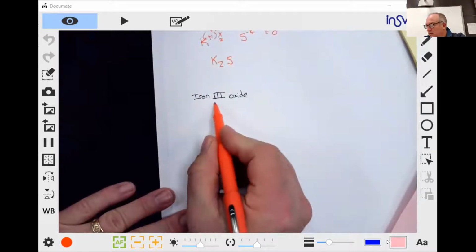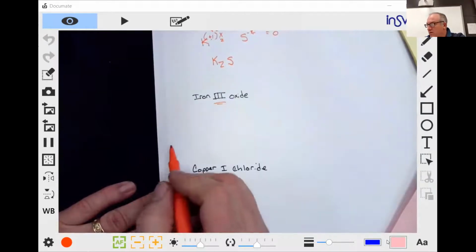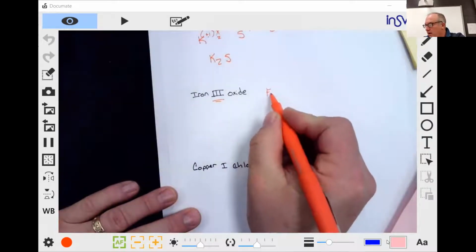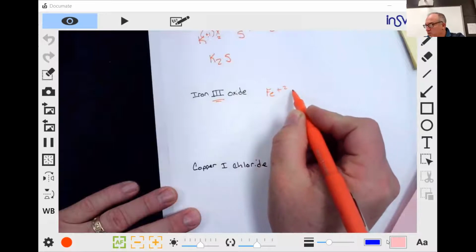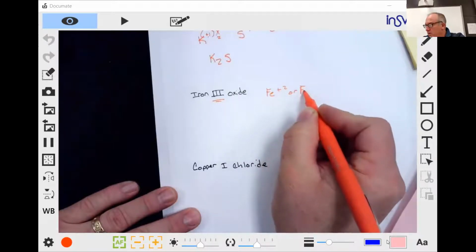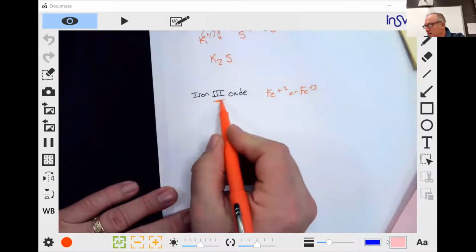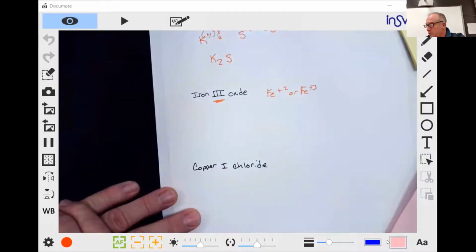But we do have something new here. This is our Roman numeral. It tells me the charge. We know already that iron could be a +2 or a +3. We learned that last chapter. In this case, it's a +3 because it has a Roman numeral with it.